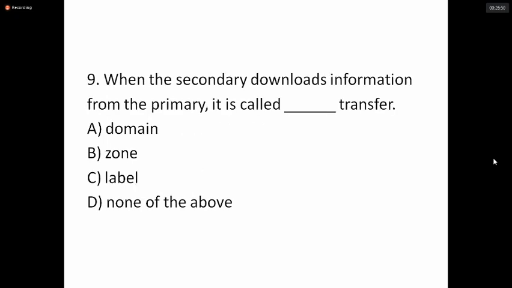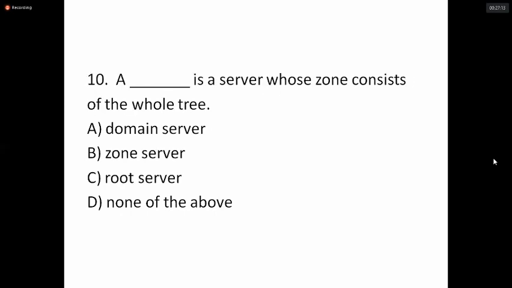Fine. Now, the question is reversed. When the secondary downloads information from the primary, it is called a dash transfer. Very simple. It is zone. Nowhere is it domain or label. Zone is the answer because we are taking the information from the primary to the secondary. Next one. A dash is a server whose zone consists of the whole tree. Root server. Yes, the whole tree it consists of, so it is a root server.